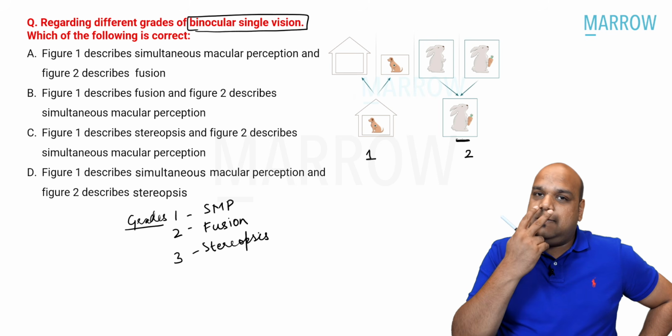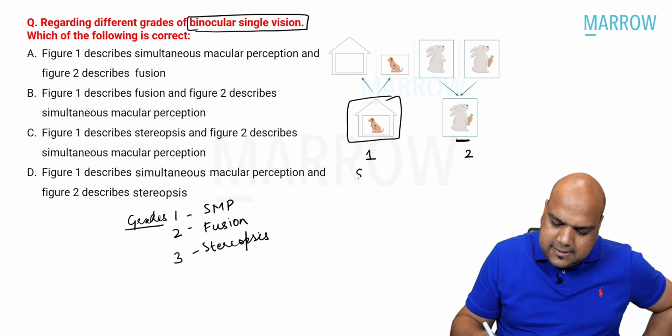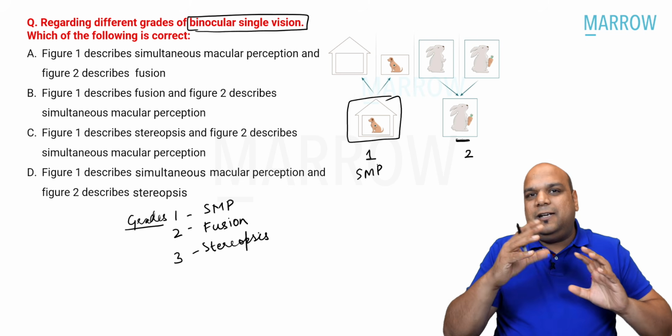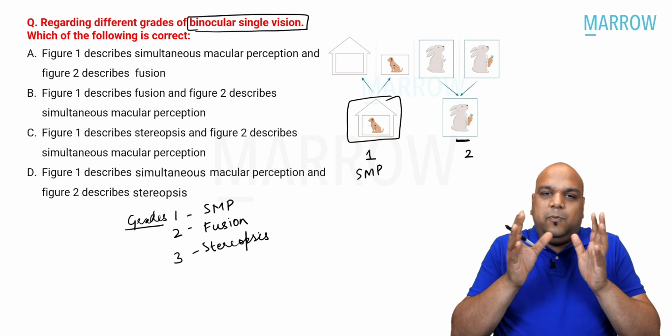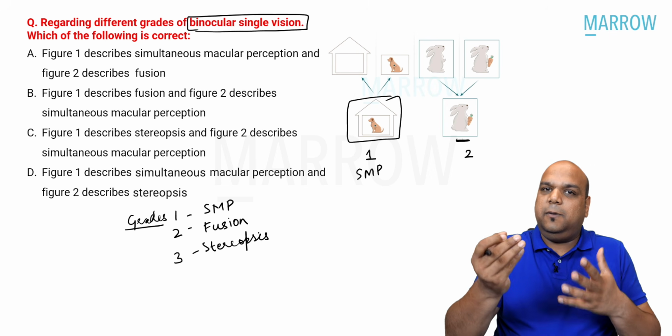Because both the eyes are receiving the signal together, they are able to see both the things together. So this is SMP. When two different stimuli are given in each eye, but when looking through both the eyes, both of them are visible together because there is simultaneous macular perception.